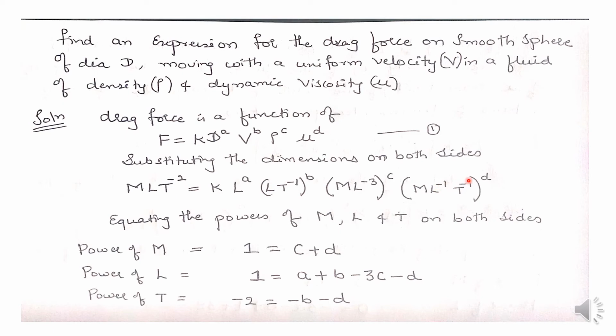Similarly, we will write the powers for T. On the LH side of the equation, the power of T is minus 2, equals, here no T term is there. Here a T term is there, so we write minus b. Here no T term is there. Here a T term is there, so it is minus d. That means minus b minus d.